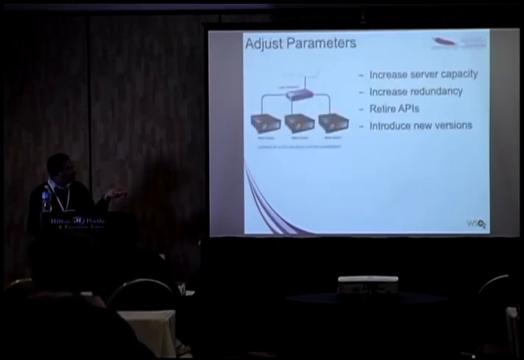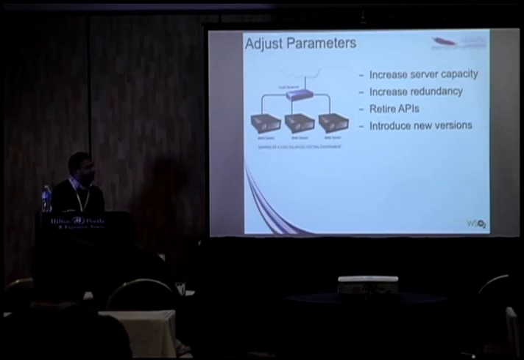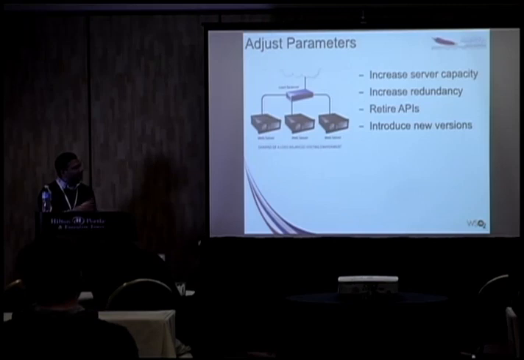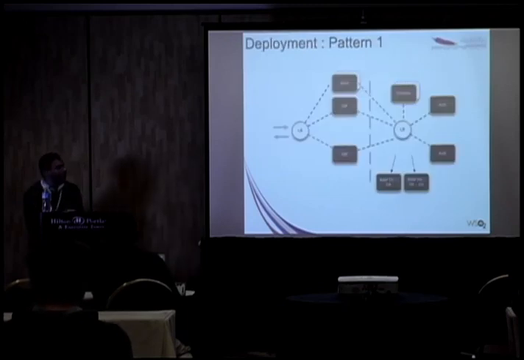Then once you have that data, you can adjust the parameters. If you need to scale, because now you know your throughput and your latency, or if you need to increase your server capacity, you can decide based on the information that you have. You can retire some of the APIs if they are not utilized much, and if you need to introduce new APIs, you can introduce them as well based on the information that you have.